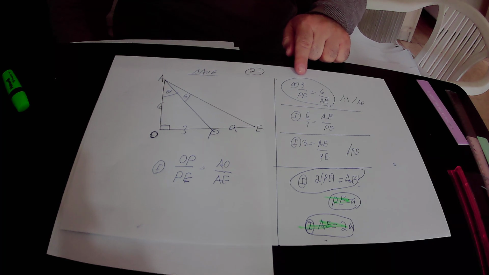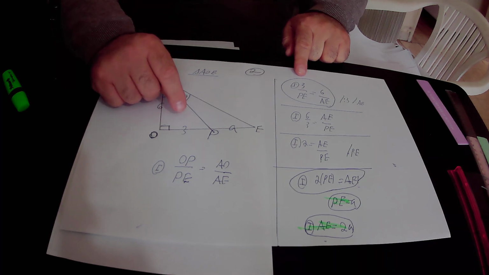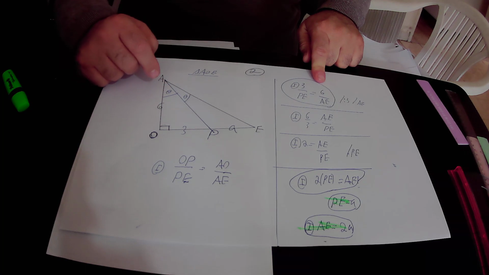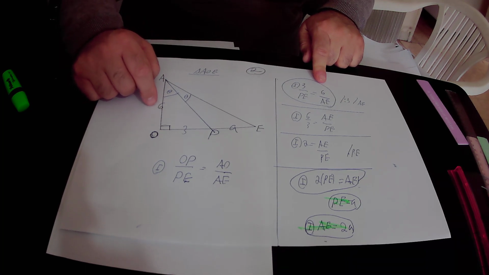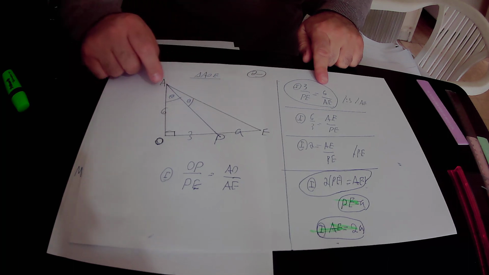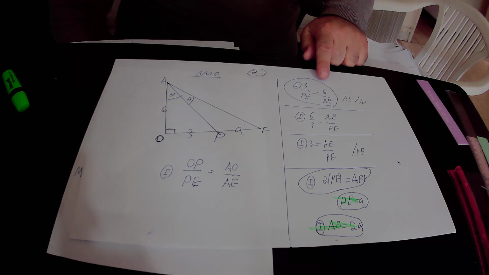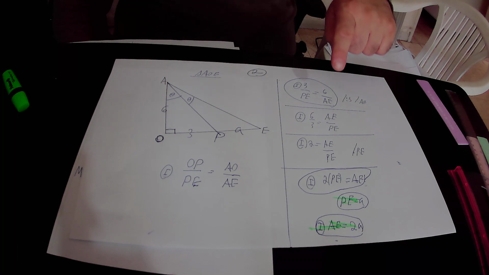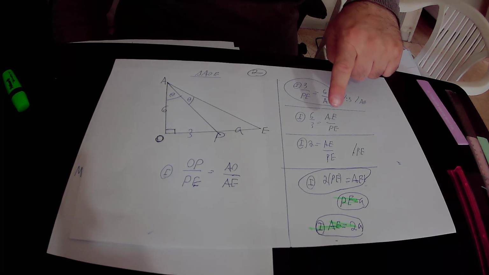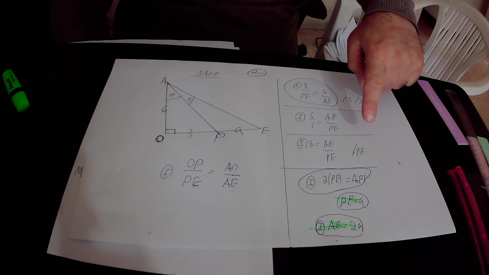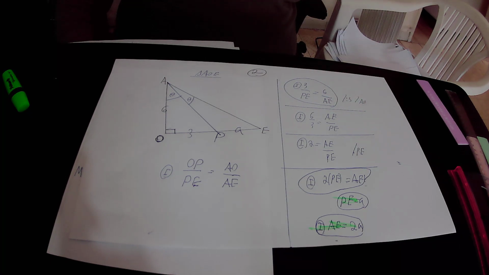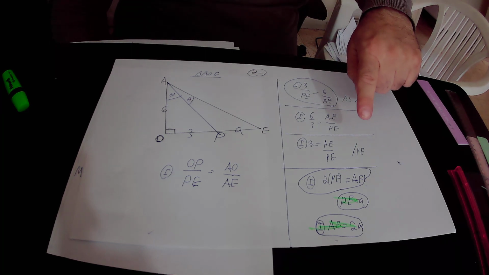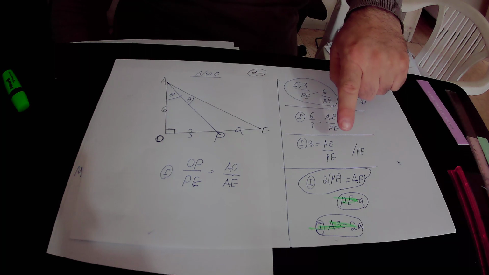OP equals 3 units, the radius of the semicircle, over PE equals AO, where AO equals 6 units according to what is given in the question, over AE. Here we divided equation number 1 by 3 and multiplied by AE, and found that 6 over 3 equals AE over PE. 6 over 3 is 2, so 2 equals AE over PE. We multiplied this equation by PE, and found that 2 times PE equals AE, that is to say AE is twice as long as PE.